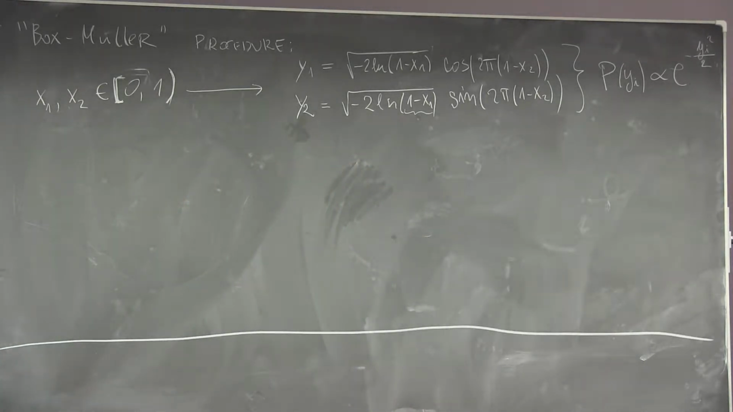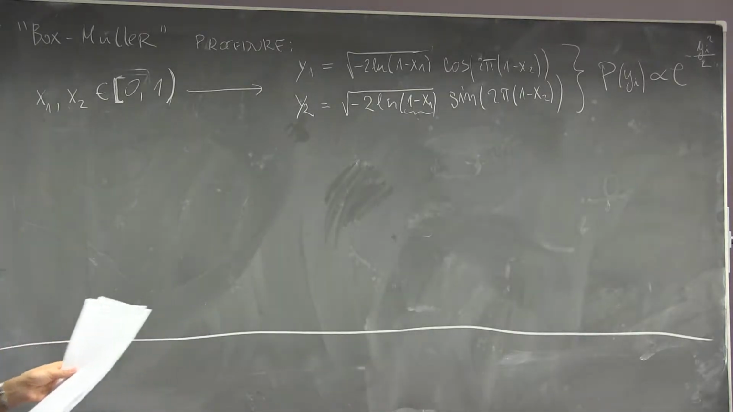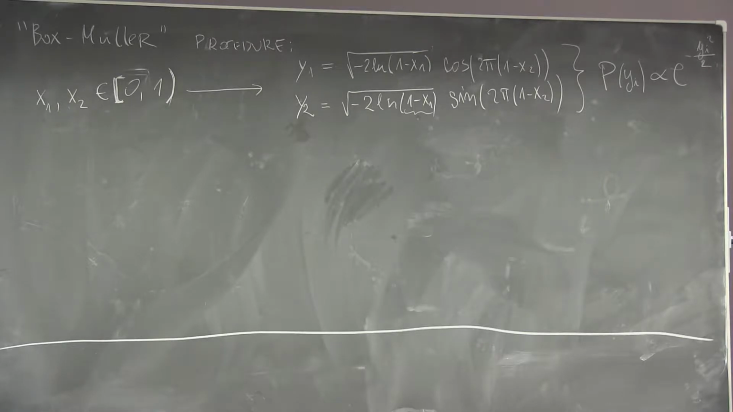Okay, so what we didn't say here, so this phi is a complex number, so you need two random numbers. You need to have the complex Gaussian distribution.